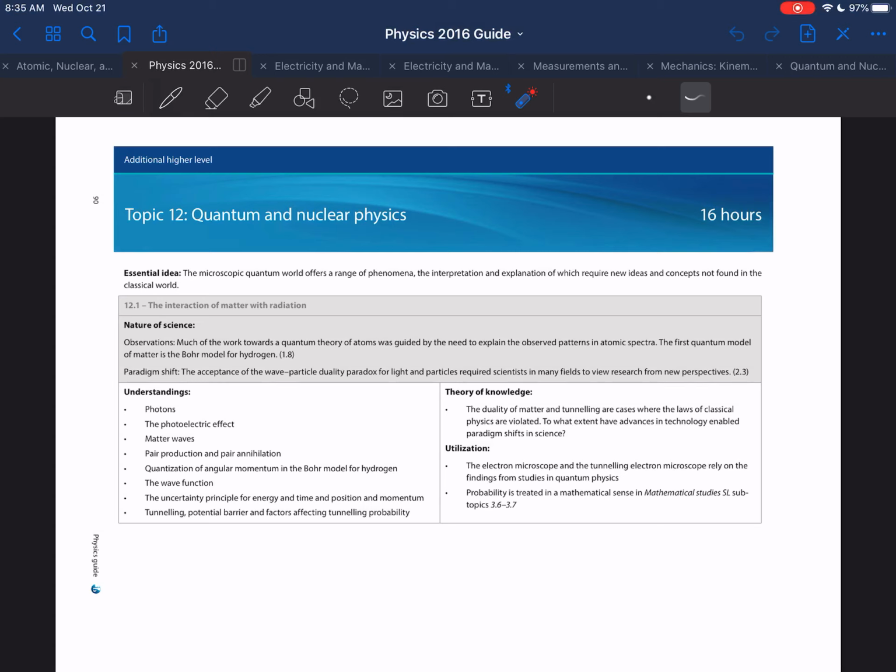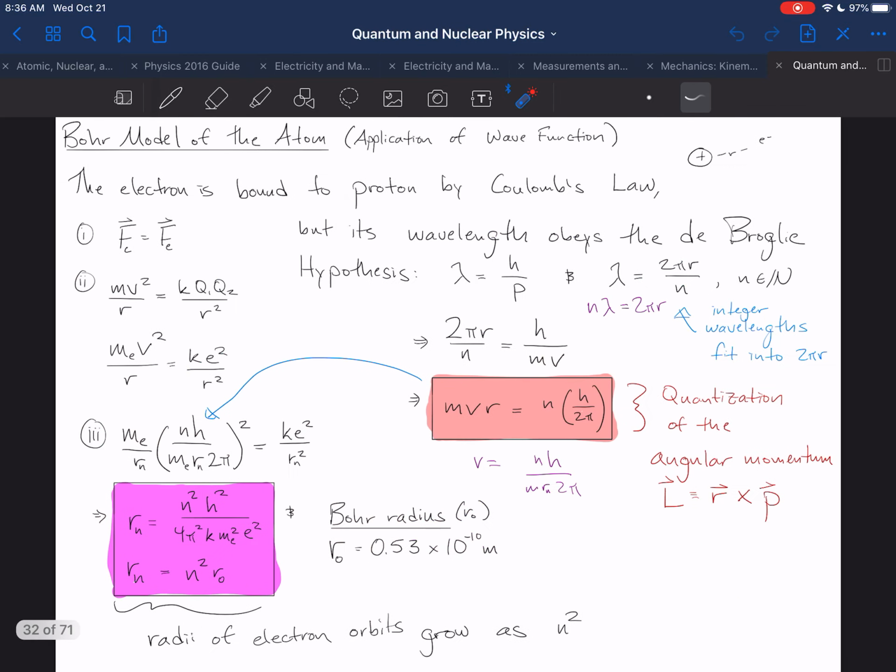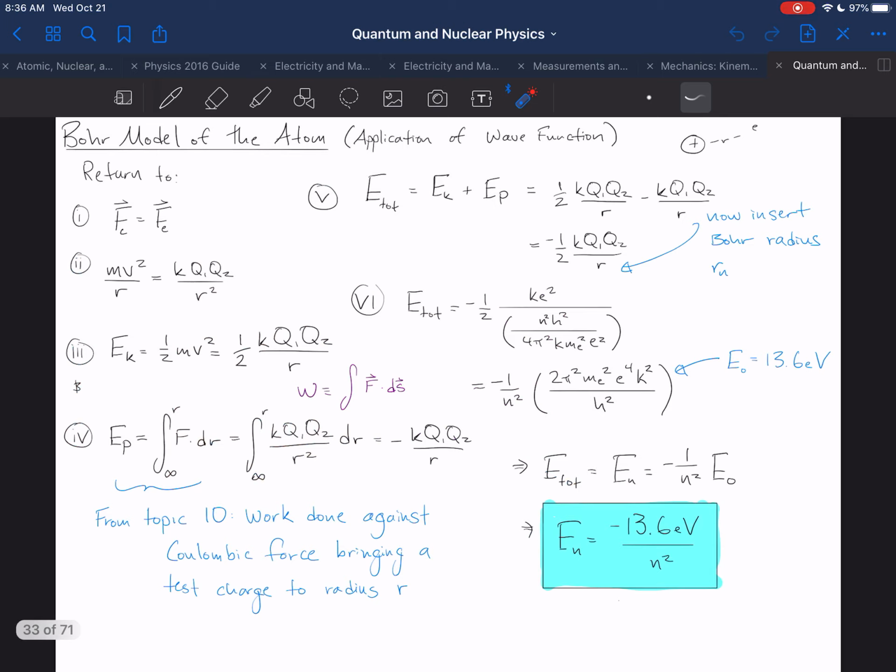Hello everyone! In this video we will continue to examine topic 12.1 and in particular we will continue to examine the Bohr model. Alright, so now that we have two important results, quantization of angular momentum for the Bohr model of the atom, as well as the quantization of the electron radii, we're going to turn our attention to the most important application, which is to figure out what's going on with the energy.